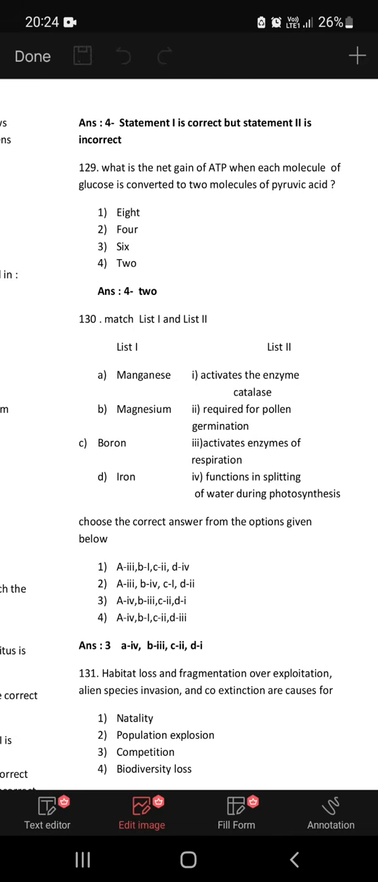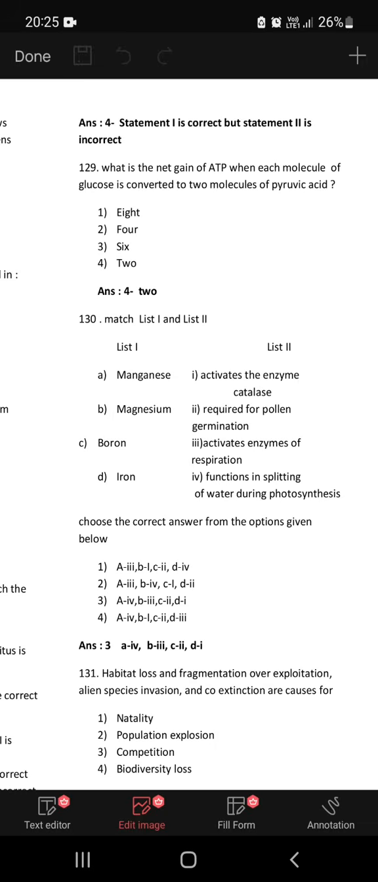Minerals ions, the chapter, it is from 130th. So we have to match column 1 to column 2. This is the first time that we are seeing the match the following question here. So manganese, I always remember Mg, C. Magnesium, boron, some of them are easy to remember. For pollen germination, boron is important. Magnesium, chlorophyll synthesis. So keeping that in mind, we can solve it.